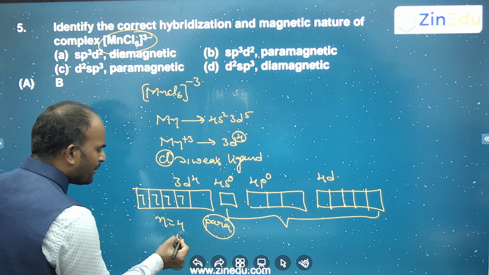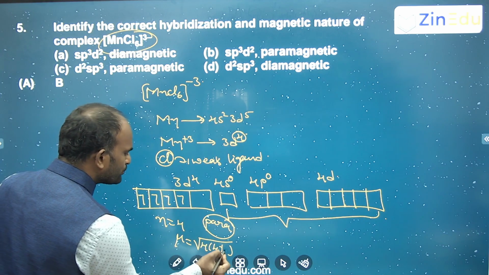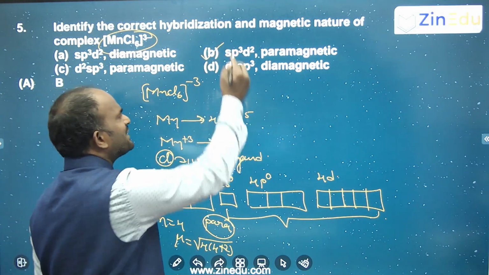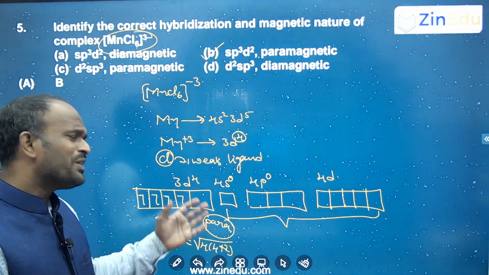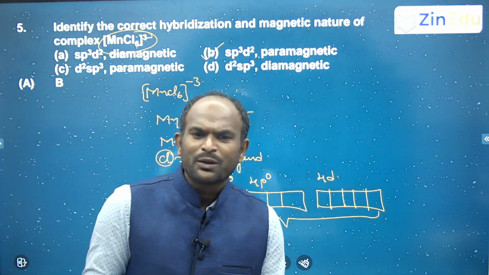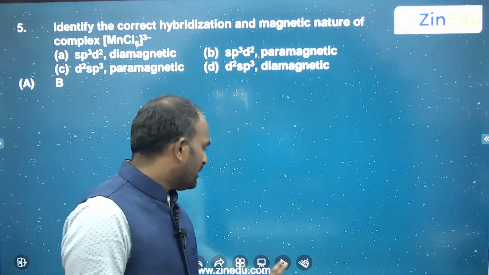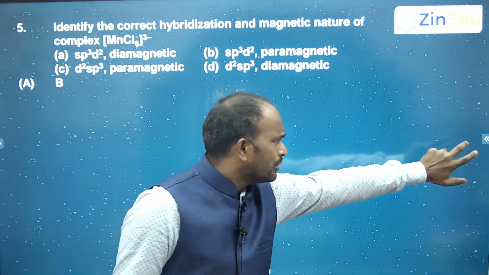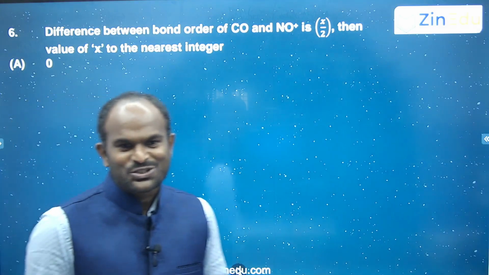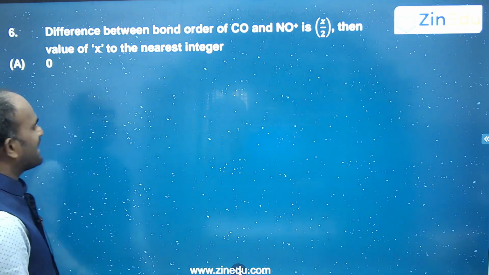in nature. Magnetic moment mu is equal to the square root of 4 into 4 plus 2. This is the magnetic moment. Paramagnetic as well as sp3d2 hybridization. So according to VBT we can check, or according to CFT also you can check. Whichever method you are more comfortable with in the exam, you can follow. But the top of the cherry is you need to know what is a strong ligand and what is a weak ligand. That is what you have to know. Next.